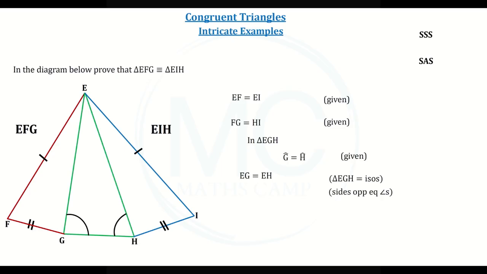On our diagram, let's mark these equal sides with 3 blue lines on side EG and on side EH as well. EG is also a side of triangle EFG, so let's make it red again. EH is also a side of triangle EIH, so let's make the side blue again. And now we've found that 3 pairs of corresponding sides are equal. So we can say that triangle EFG is congruent to triangle EIH because side, side, side.